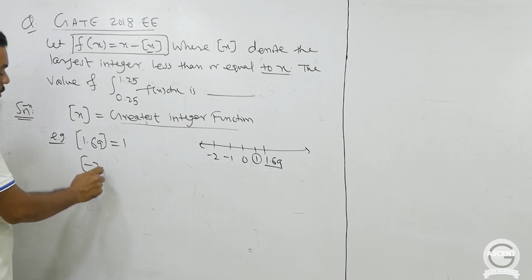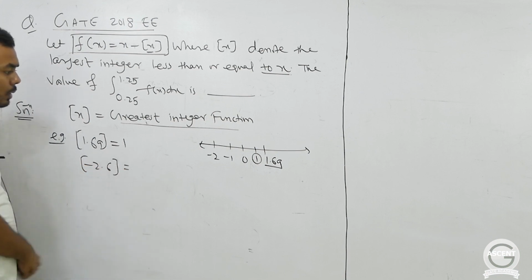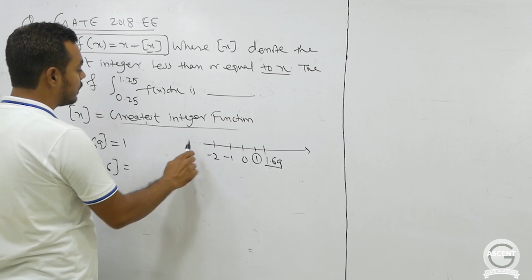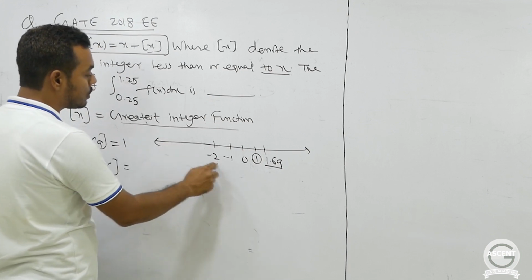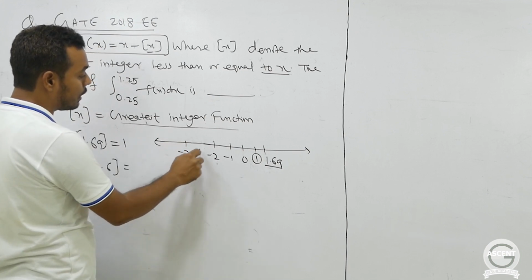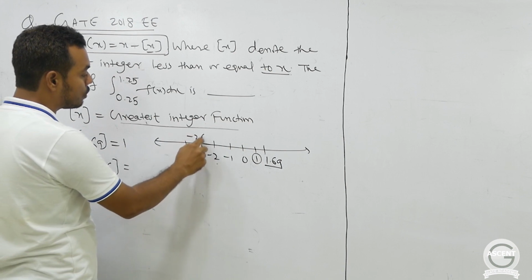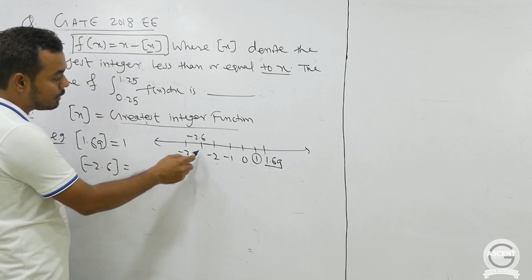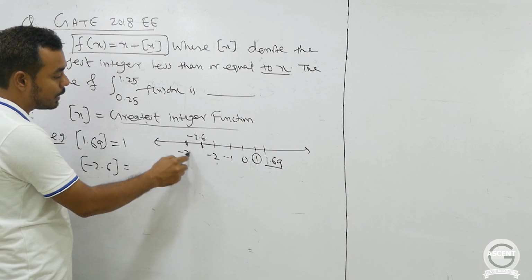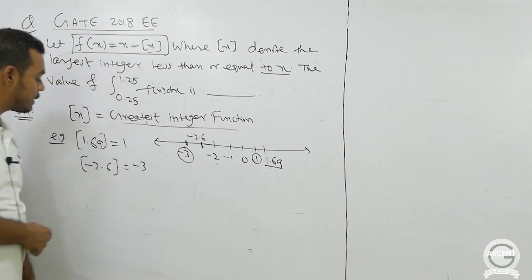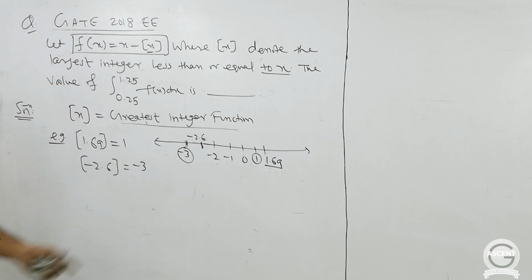Greatest integer simply means an integer just less than this number. If I write minus 2.6, what should be the greatest integer? This is our number line, minus 2 is here, say minus 3 is somewhere here, this point will be minus 2.6. So an integer which is just less than this number is minus 3. So the greatest integer of minus 2.6 will be minus 3.